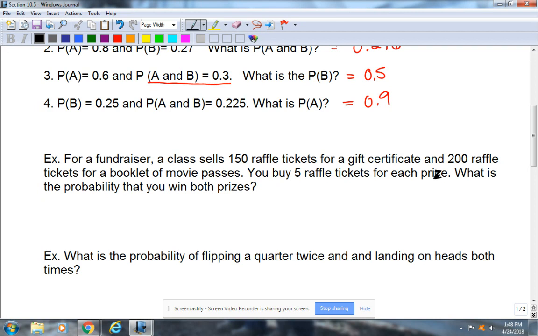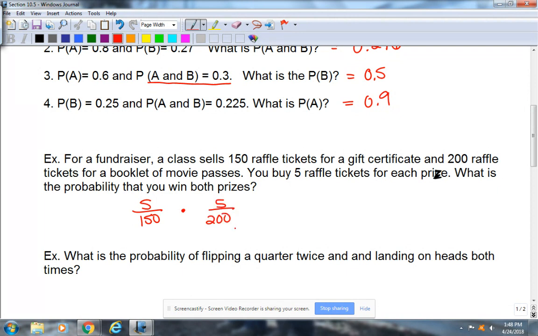Okay. So we want the probability. There's 150 raffle tickets sold for the gift certificate and 200 for movie passes. What's the probability that we win both of them? So these are independent of each other, right? Whatever my probability of winning the gift certificate has nothing to do with my probability of winning the movie passes. So what's the number of favorable outcomes of me winning? I said it backwards. For the gift certificate, it's 5 out of 150, right? And for movie tickets, it's 5 out of 200.